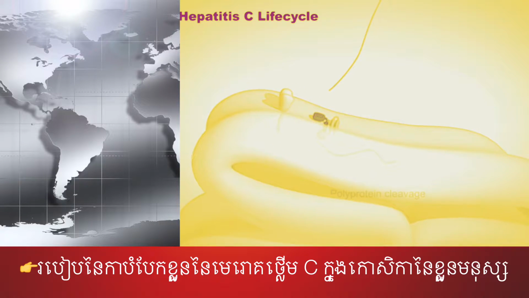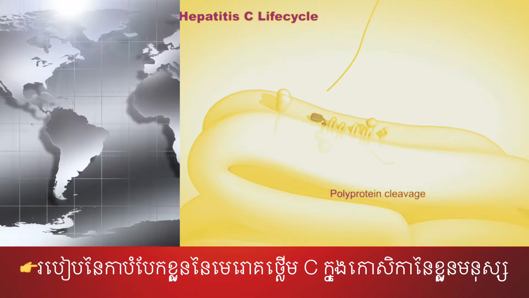Translation of the HCV genome results in a large polyprotein that is then cleaved by host and viral proteases to produce 10 viral proteins, 3 structural proteins used to assemble new viral particles, and 6 non-structural proteins which support viral RNA replication.